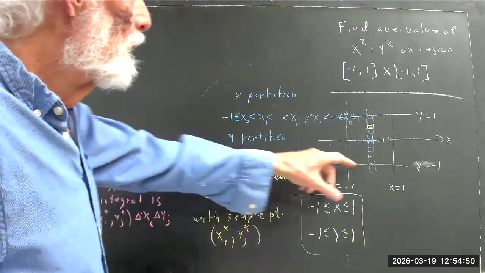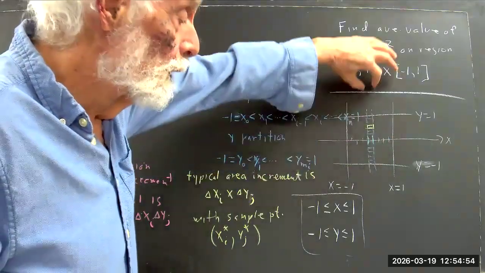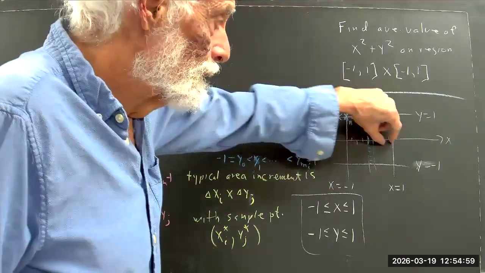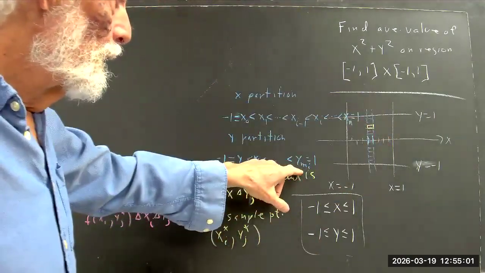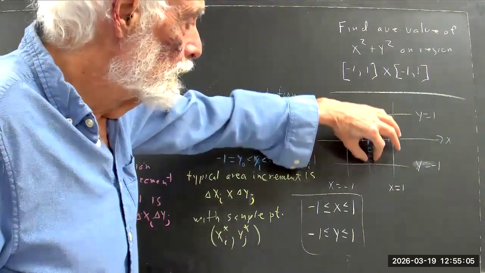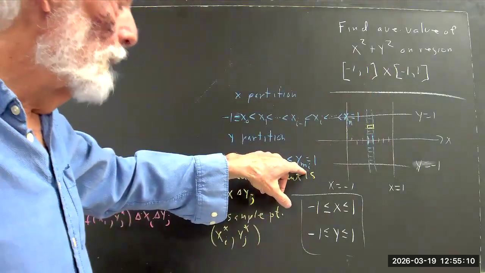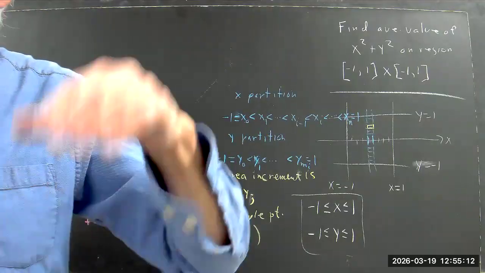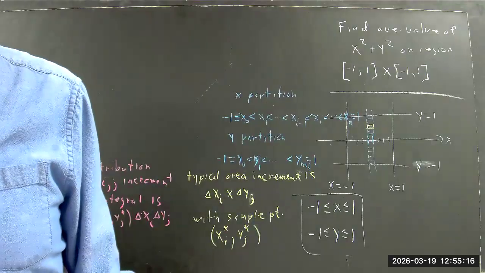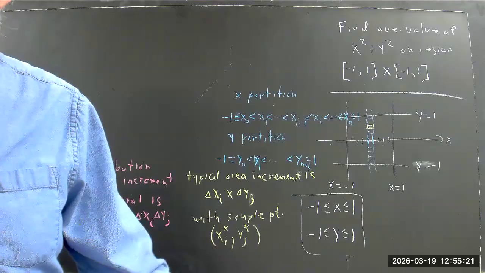The number of subdivisions you make on this vertical strip could depend on where you are between here and here. For given i, you're confining yourself to one little vertical strip, and we're going to let m sub i be the number of partitions, the number of increments in the y partition, for that strip. Every strip can have a different number of partitions.